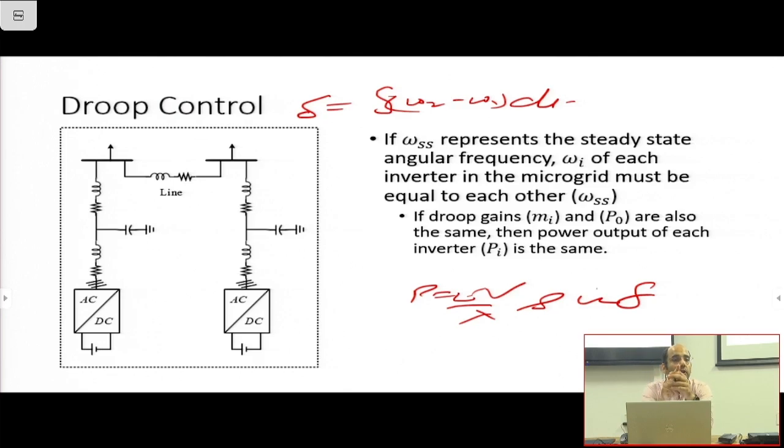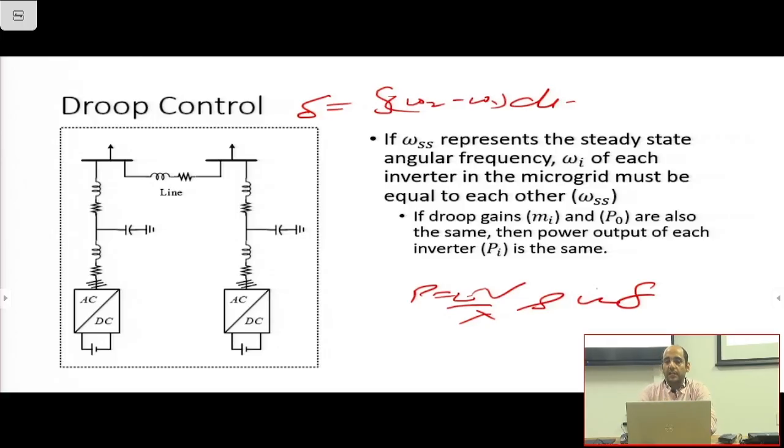But this is valid only if your line is purely inductive in nature, that means the high voltage system. But if you again talk about a distribution system, a microgrid or a low voltage system, then what happens? The line is no more reactive, this formula is no more valid. If this formula is no more valid, what is the case? As we already discussed, both active and reactive power affect both voltage and frequency. There is a coupling between the terms, right?